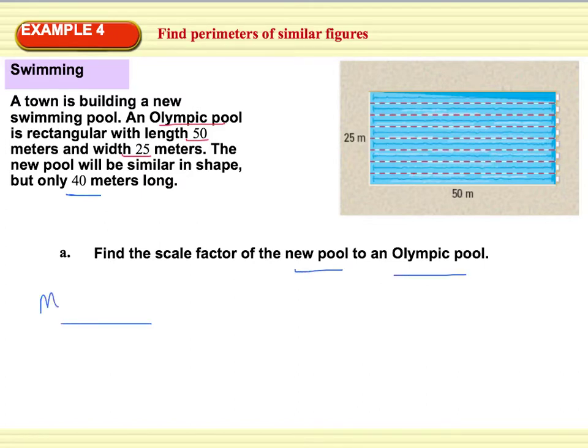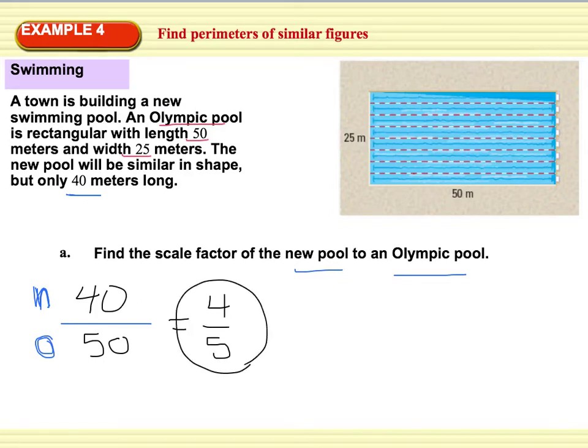So I'm going to do new over Olympic. Okay, so the length of the new pool is 40. The length of the Olympic pool is 50, which is 4 over 5. We found the scale factor. Pretty simple. Okay, I'm going to go to the next page and finish the problem.